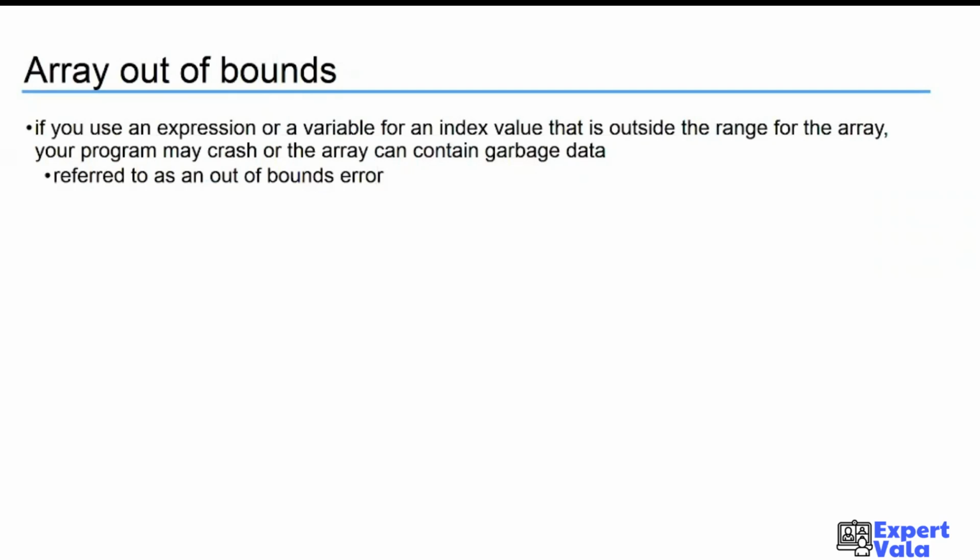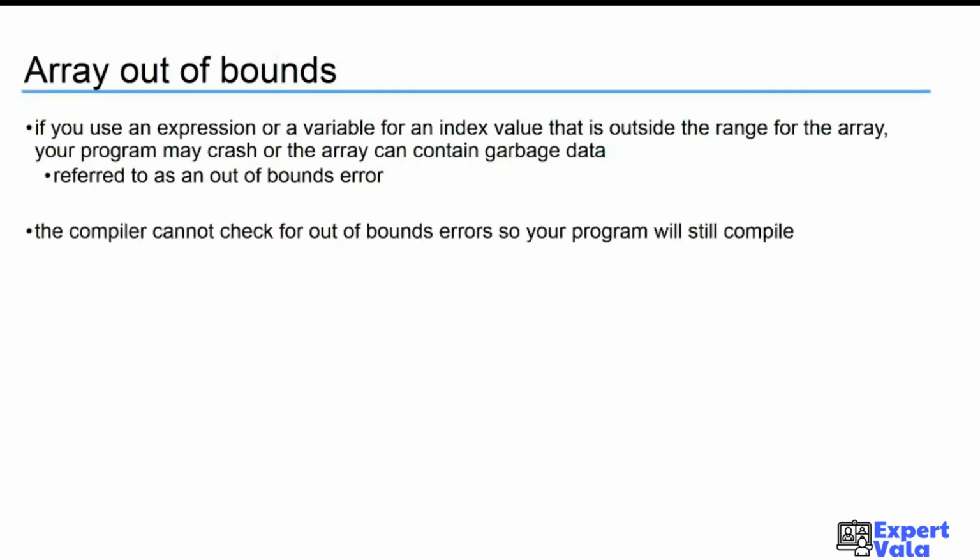And the problem with an array out of bounds error is that it can cause your program to crash, or even worse, it can cause your program to look like it's acting normal, but then it doesn't act normal. So it doesn't produce consistent results. Sometimes you will have garbage data that doesn't mean anything in the array. Again, it's very unpredictable when you have an array out of bounds error.